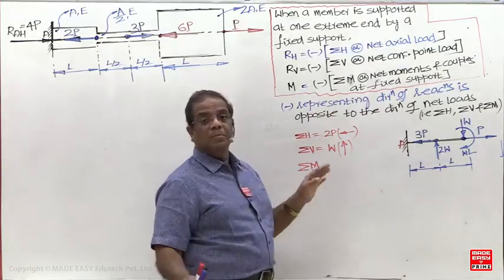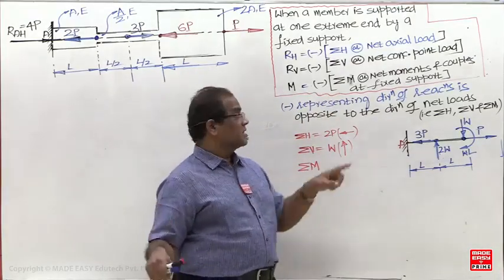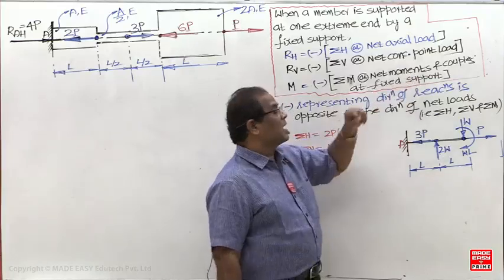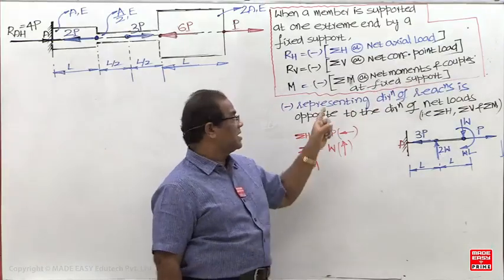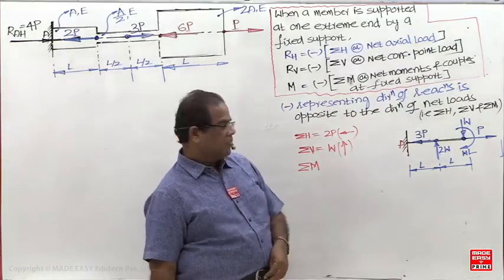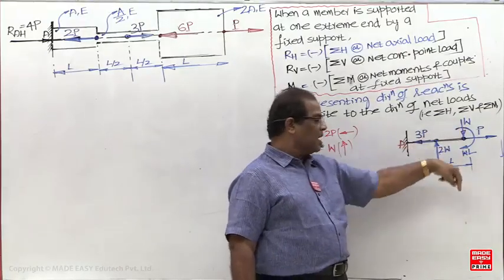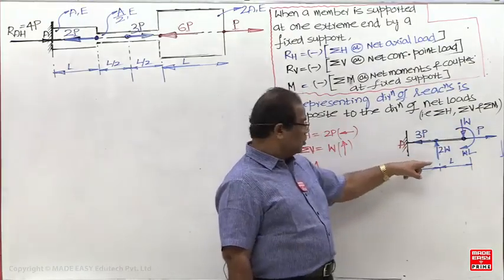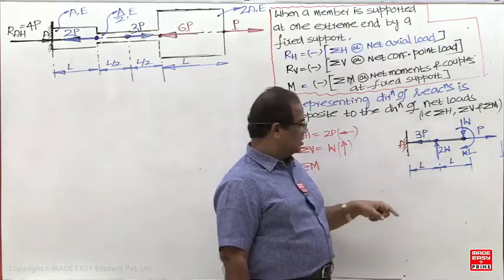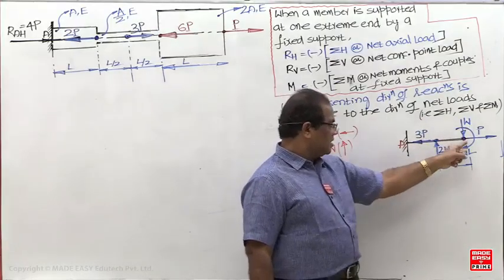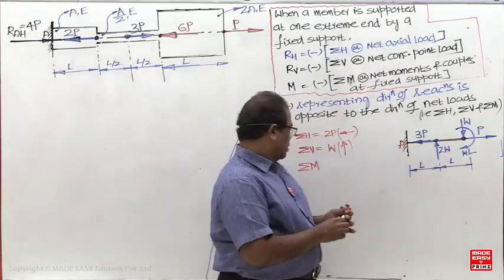If we take the sigma, it means only moments. I have written that you have to take net moments and the couples at the fixed support. So here 2 moments, and due to 1 moment, 1 couple is there. So what is the net moment? 2W into L anti-clockwise, and this is clockwise and this is clockwise.